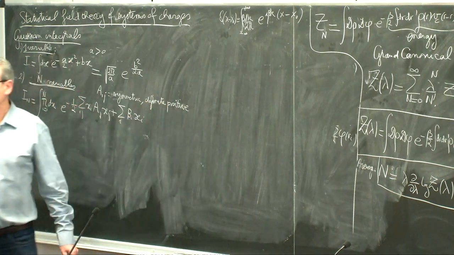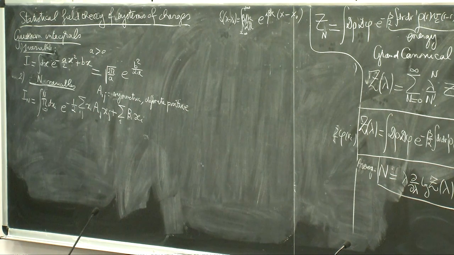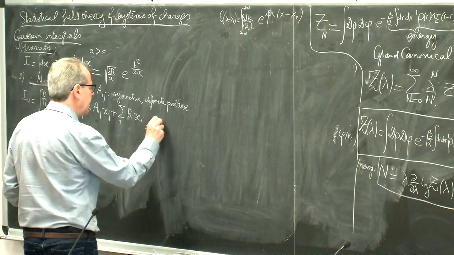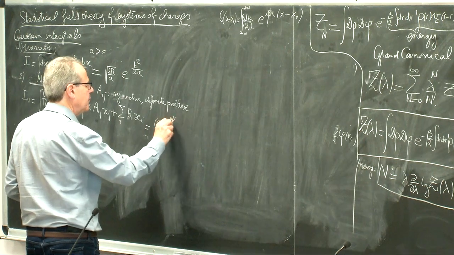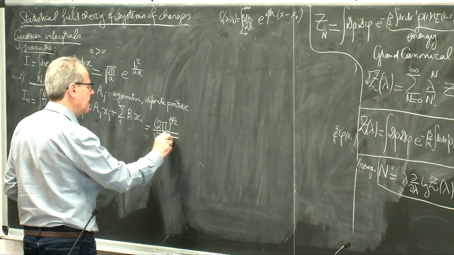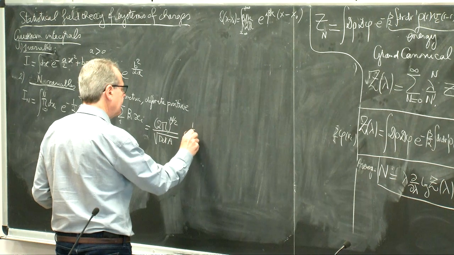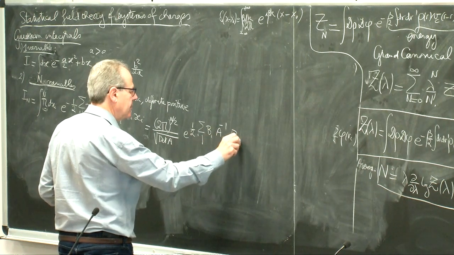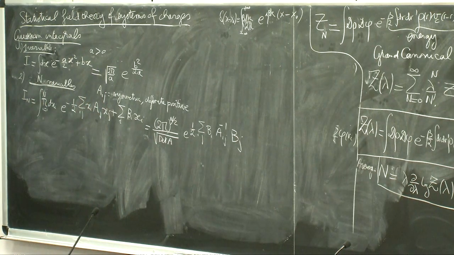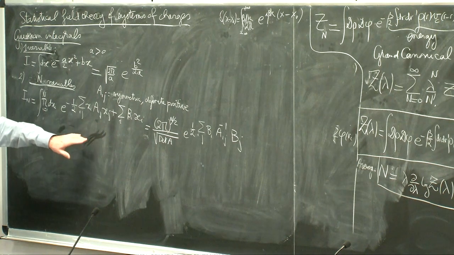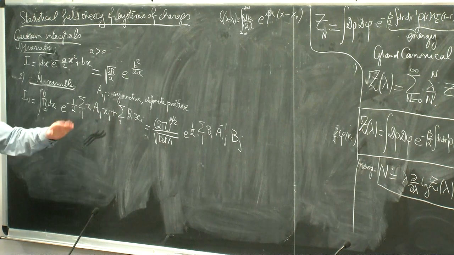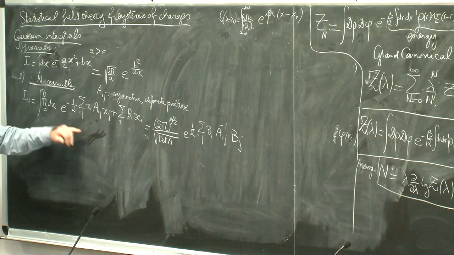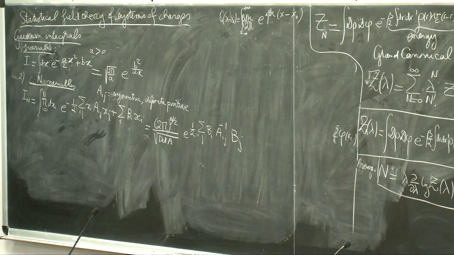So you know, definite positive means that all the eigenvalues of this matrix are positive, not negative. And this is 2 pi to the n over 2 divided by the square root of the determinant of A, times e to the 1 half sum over i and j of bi aij minus 1 bj. So all this is exact, it's an identity. To go from here to here, you make a change of basis, you go in the basis which diagonalizes the matrix aij, you make a change of variable, then all the integrals decouple and you're back to the problem like this. Okay.